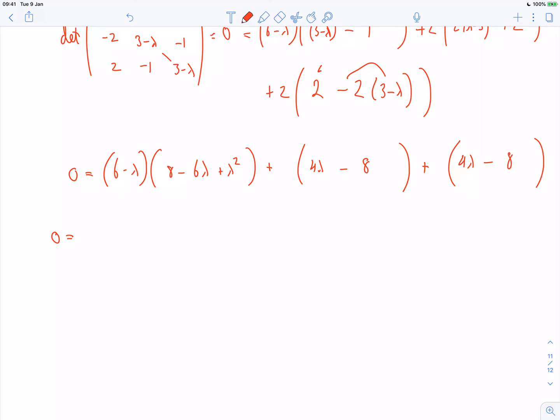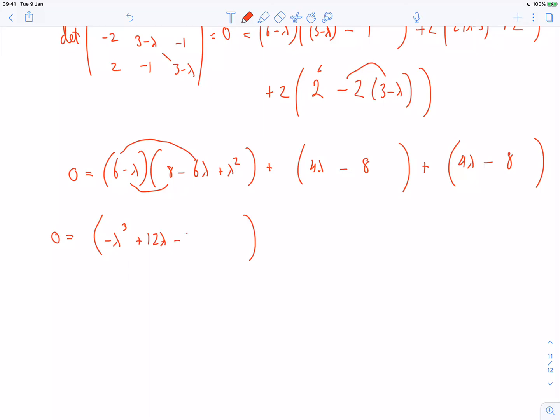So when I expand this stuff, I'm going to get a negative lambda cubed. How many lambda squareds am I going to get? Well, I'm going to have a lambda squared times 6, that's 6, and I have a minus 6, so it's going to be a plus a 12 lambda. In terms of lambdas, I'm going to have minus 36 from the minus 6 times that, and I'll have a minus 8.